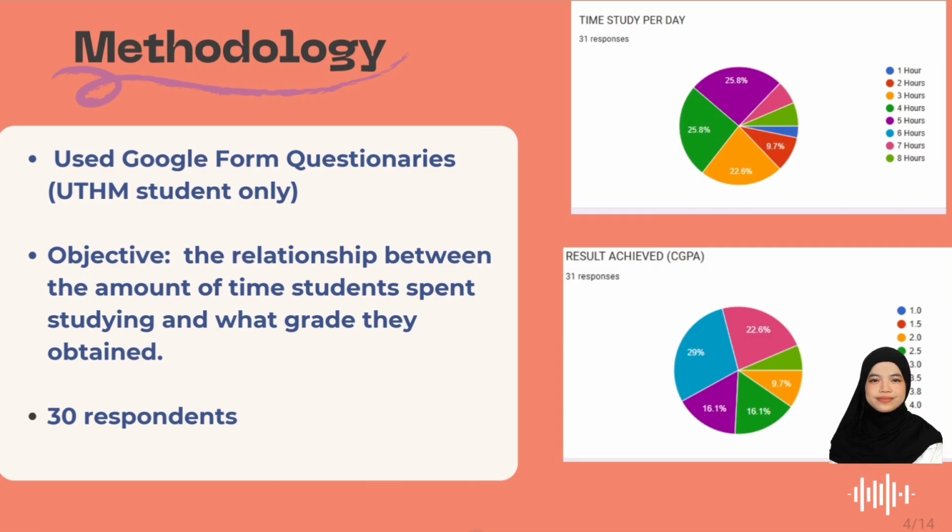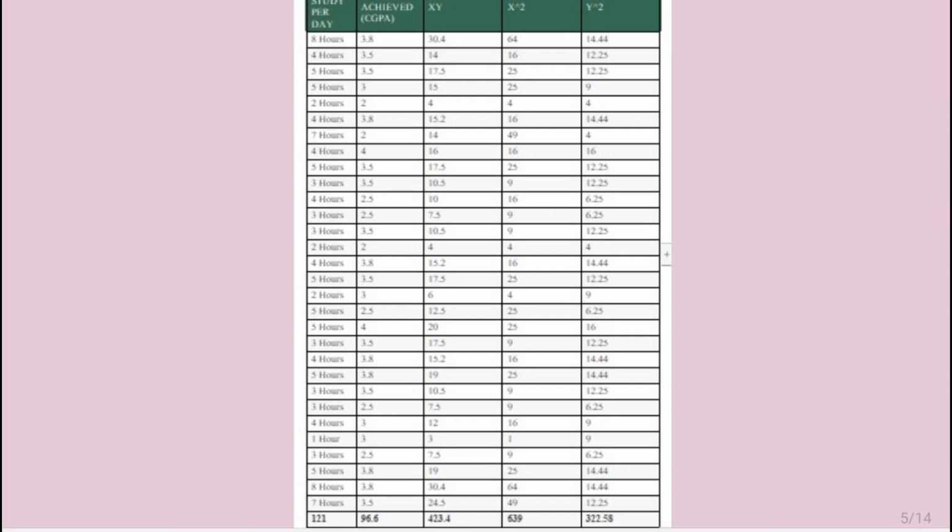Next is methodology. The method we use is delivering a Google Form to UTHM students only, on WhatsApp and Telegram. The objective is the relationship between the amount of time students spend studying and what grade they obtain. The number of responses is 30 students of UTHM. So, this is the data that we collected from the Google Form.